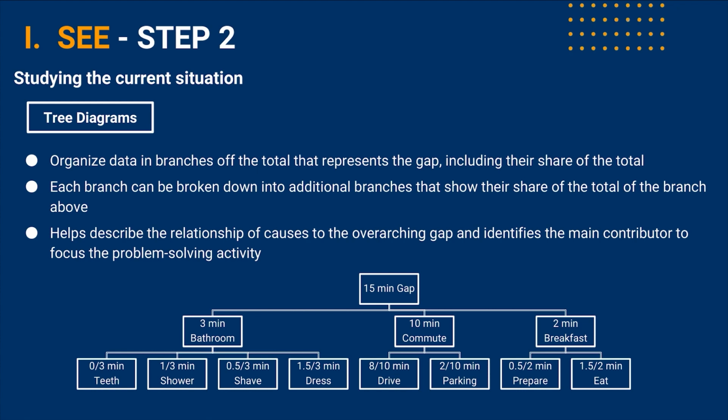And so we go, oh my gosh, there's a 10-minute gap in commute. That's clearly the biggest opportunity. Let's go look there. Let's go look a little deeper. There's driving and there's parking. Well, driving's taking 8 minutes longer than it was before. If I just focus there, I could potentially reduce more than 50% of my total gap.